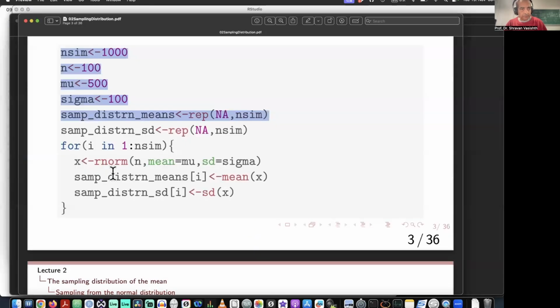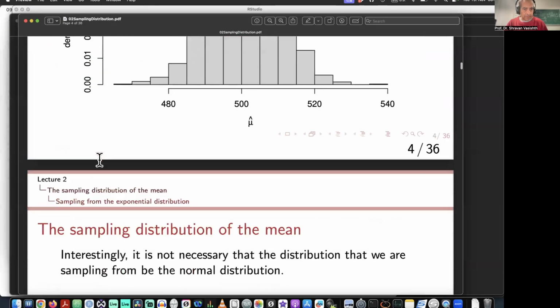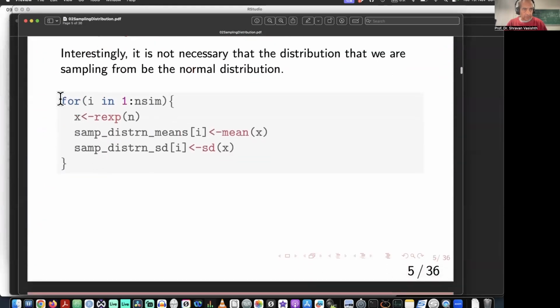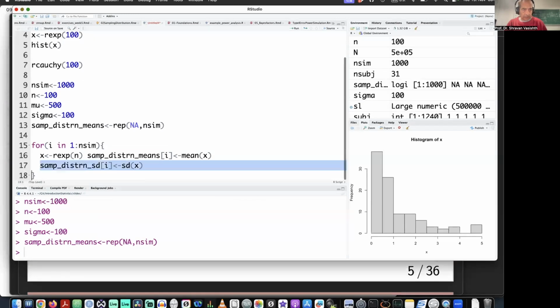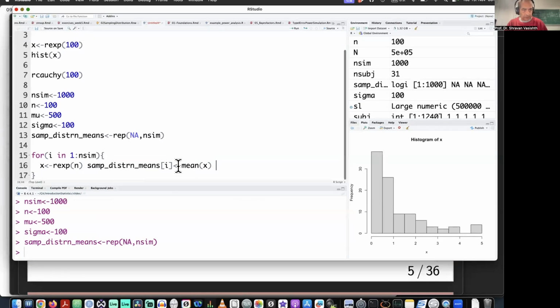Right, so now I'm going to sample from an exponential distribution. Let's remove the standard deviation section. We don't really need it. Let's focus on this, okay?